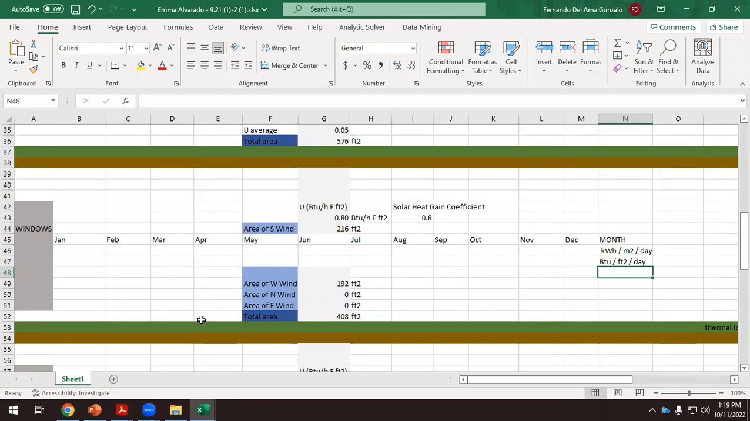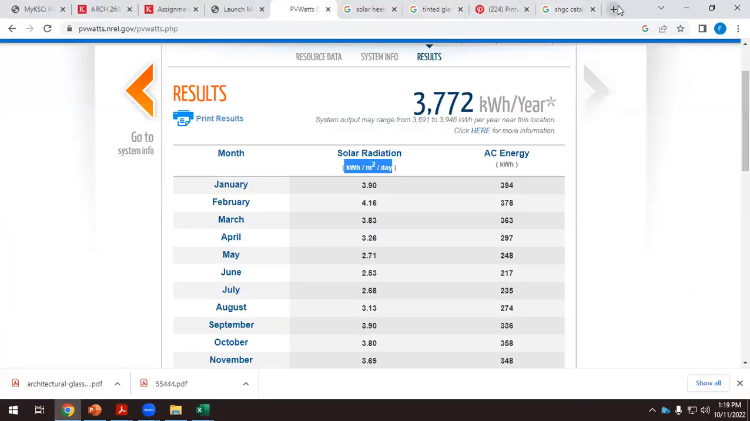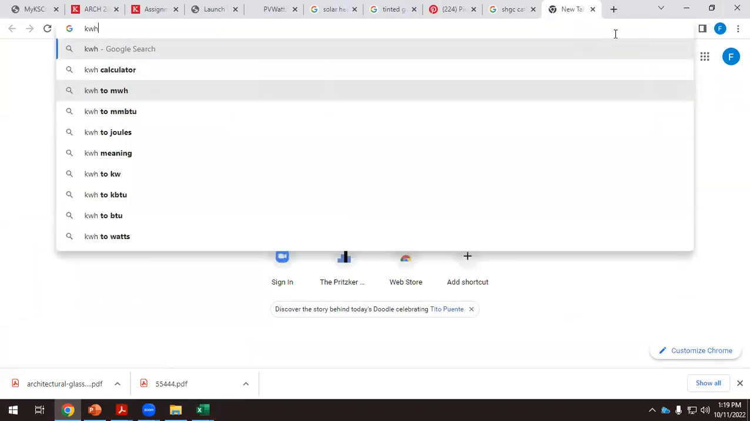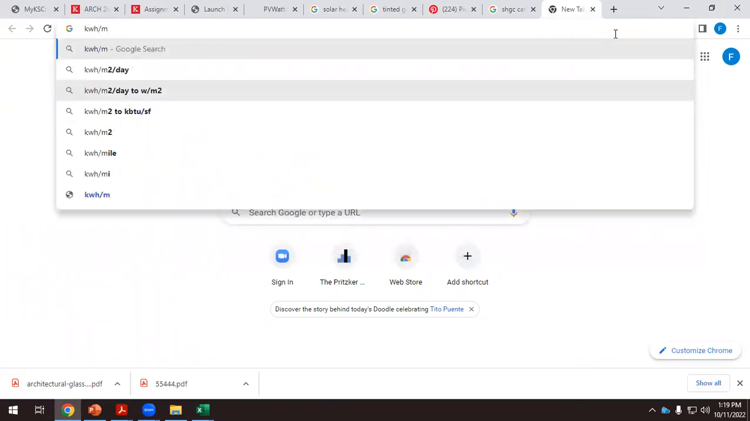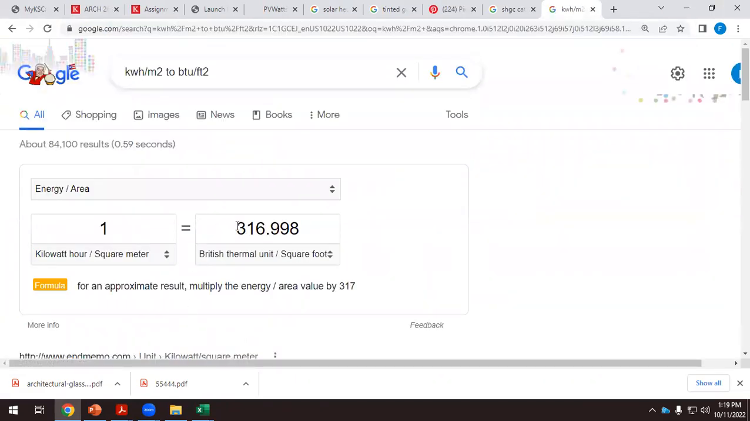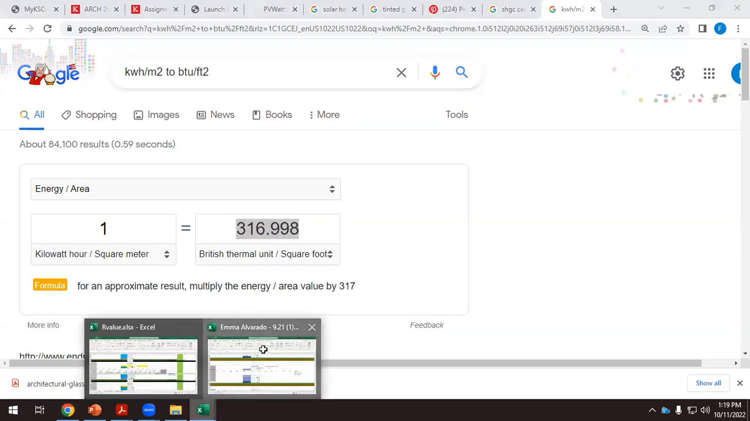And how can we do that? We have to convert. We have to go from kilowatt hour per square meter to BTU per square feet. And it's 317, 316.99. Okay, so it's 317. So what I have to do is multiply 1 kilowatt hour per square meter times 317.